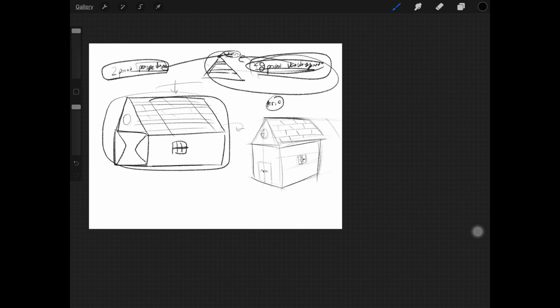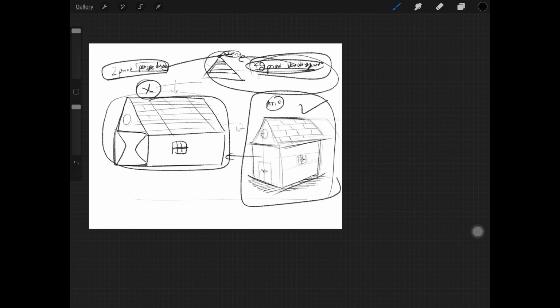Okay, now some shadow here, and here is your one hut, here is your other hut. Now your client will agree to make this but not this. So this is why we need 2 point perspective.